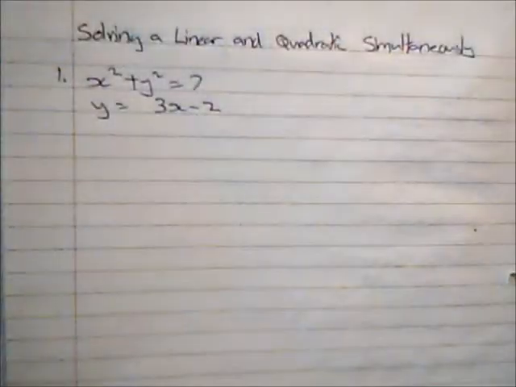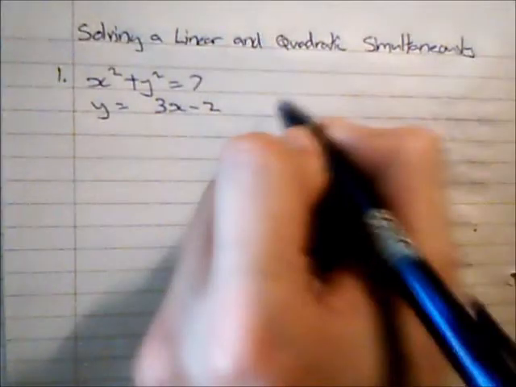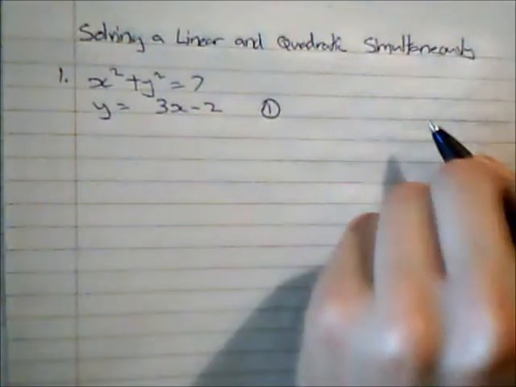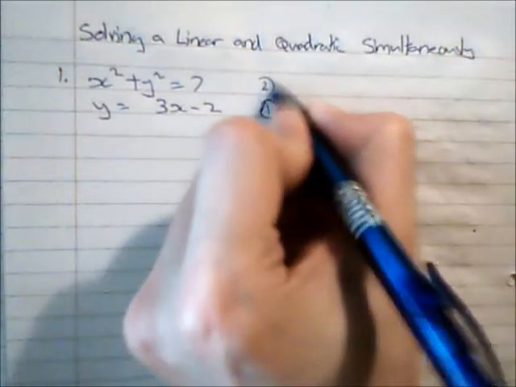In this video we're going to look at where we can use the method of substitution to solve a linear and a quadratic equation simultaneously. So in this example we have x squared plus y squared equals 7, which you may, in fact should, recognise as the equation of the circle, and y equals 3x minus 2, which is a linear equation. So y is already the subject here, so we'll call that equation 1 and the quadratic equation 2.